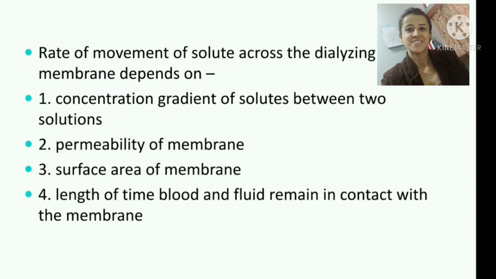Now, the rate of movement of solutes across this dialyzing membrane depends on the following factors, which are similar to the factors affecting the rate of diffusion. Number one is the concentration gradient of the solutes between the two solutions. If the concentration gradient is more, the rate of diffusion will be more. Second is permeability of the membrane. If permeability is increased, diffusion is fast.